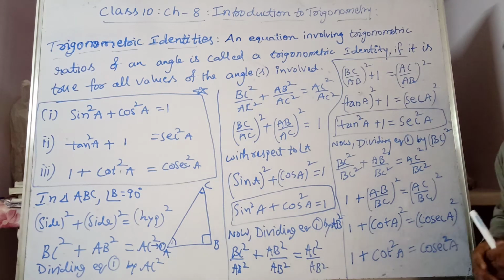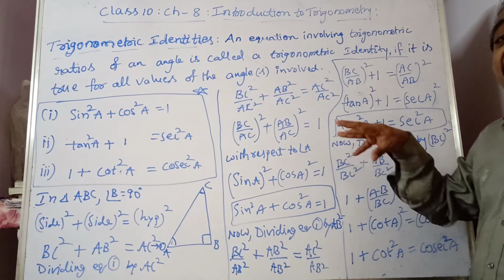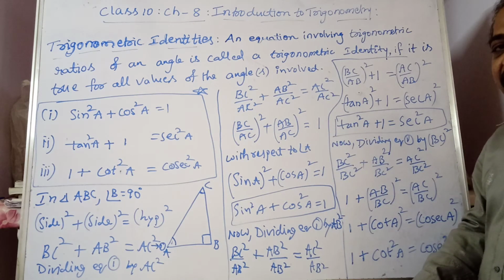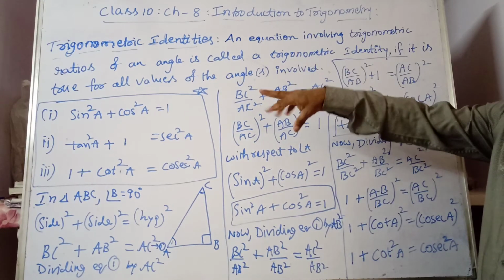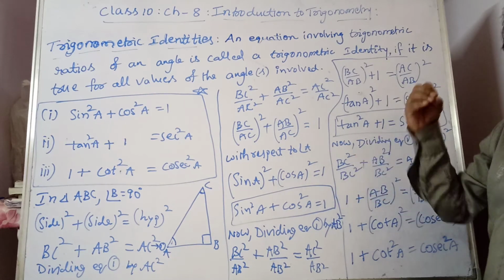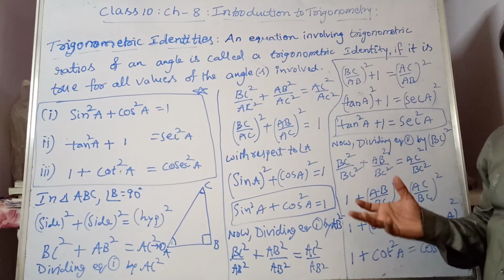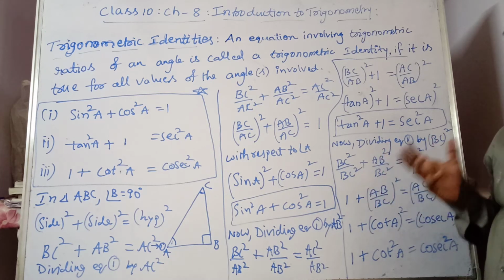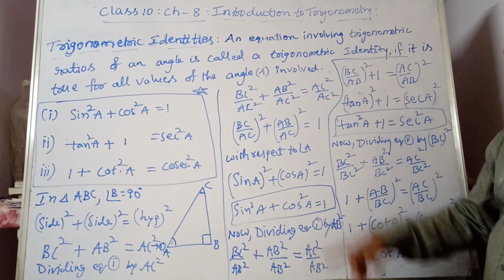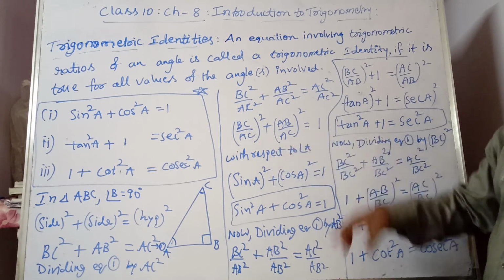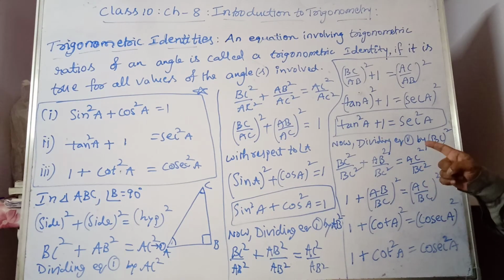So these are the main three trigonometric identities of some angle. A can be any angle. In place of A can be 30 degrees, 40 degrees, 60 degrees, 45 degrees, any angle. It satisfies the whole equation. True. Tan square A plus 1 is equals to secant square A, and 1 plus cot square A is equals to cosecant square A. So these are the main three trigonometric identities.